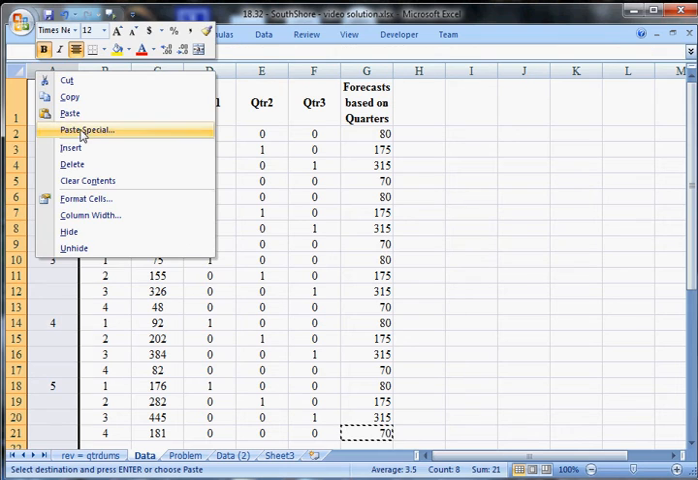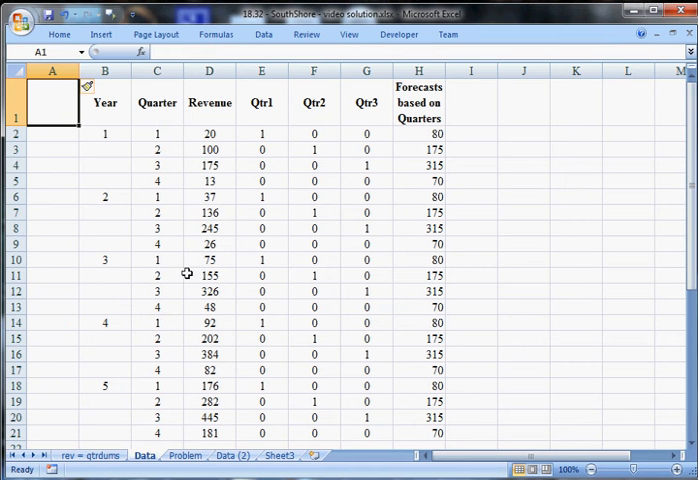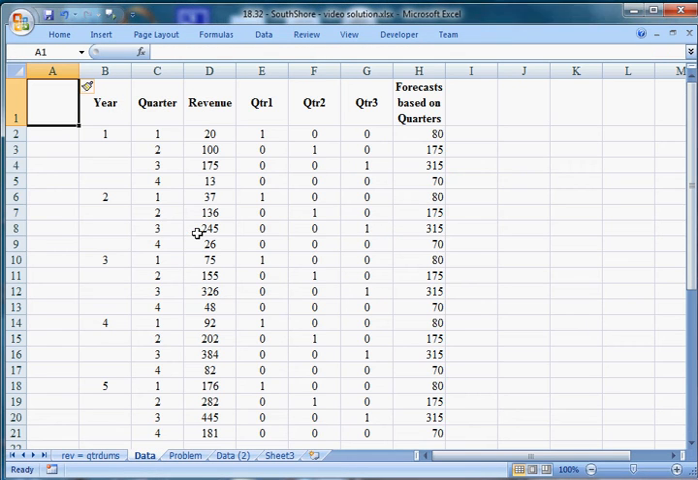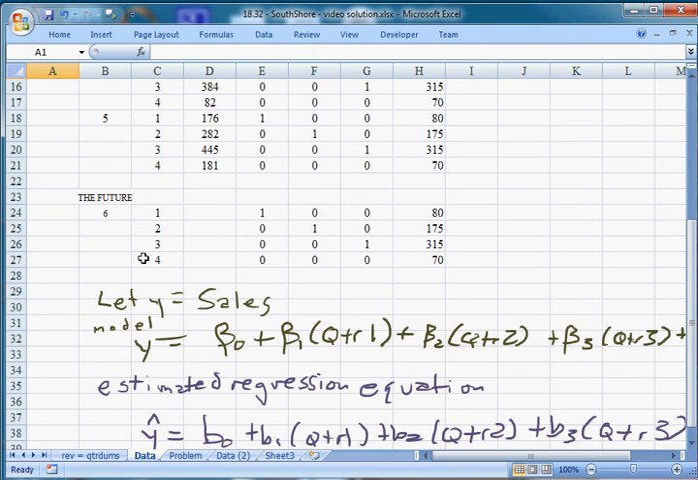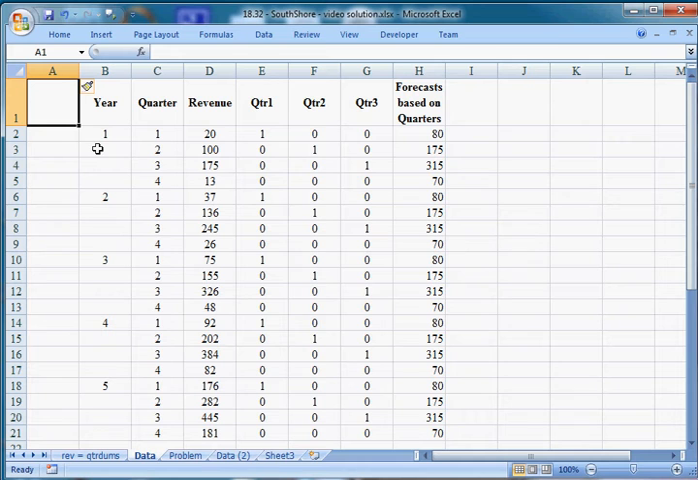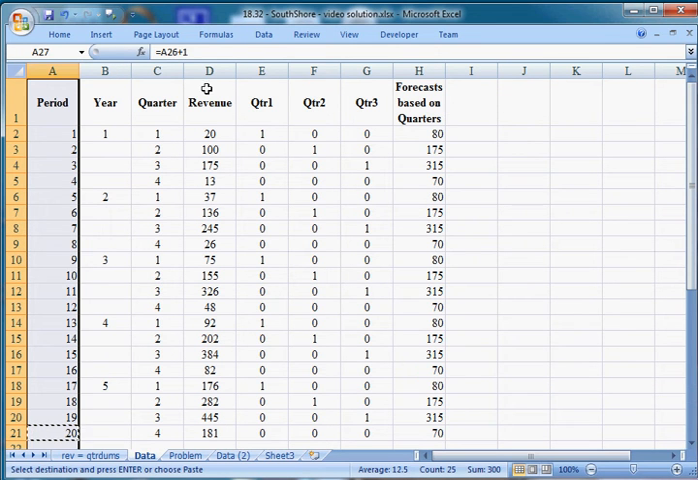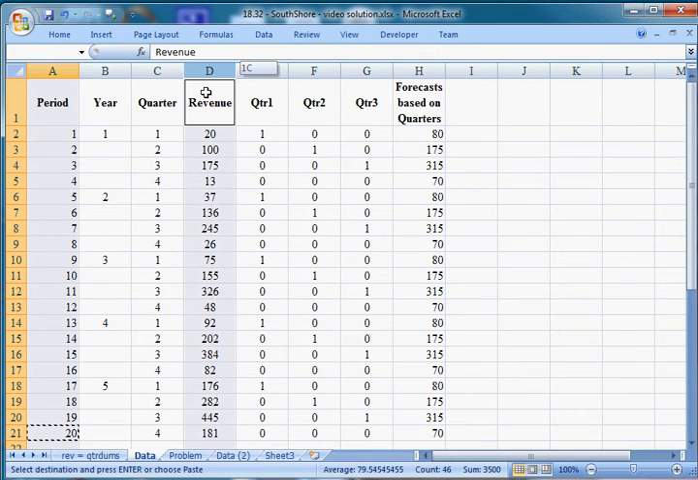All right, now I want to show you these on a graph. That's the end of part B, actually. So we've computed estimates of quarterly sales for year 6. But I want to show you these on a graph. In order to do that, it's actually easiest if I define my periods now. This is going to be 1, and then I'm going to add 1 every time. So we have 20 there, and this is going to be 21, 22, 23, 24.